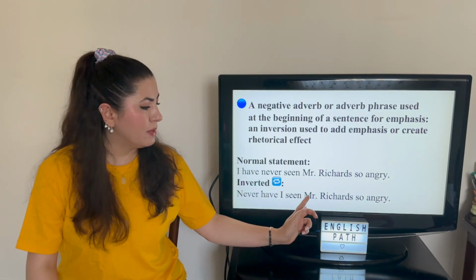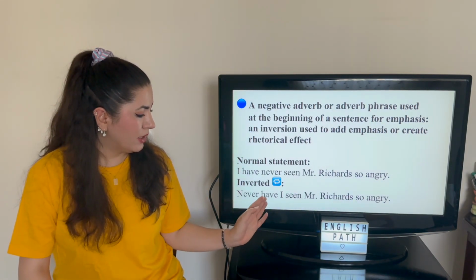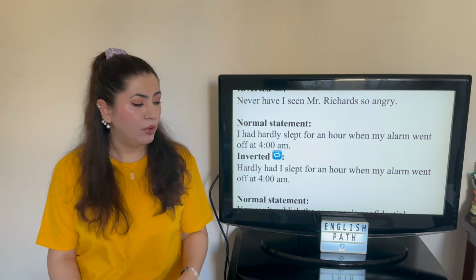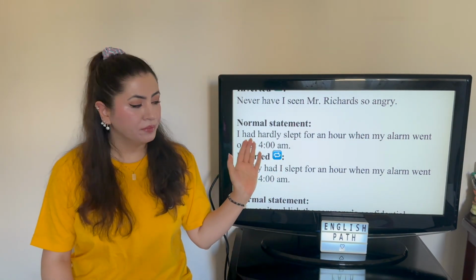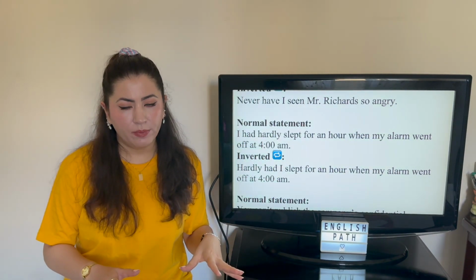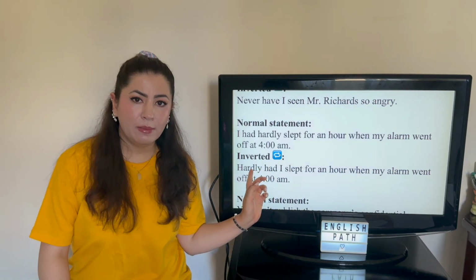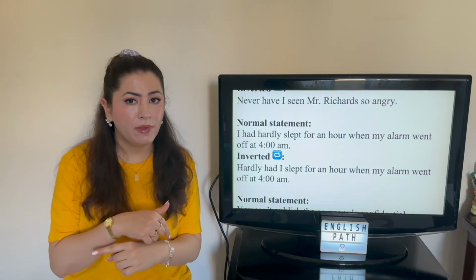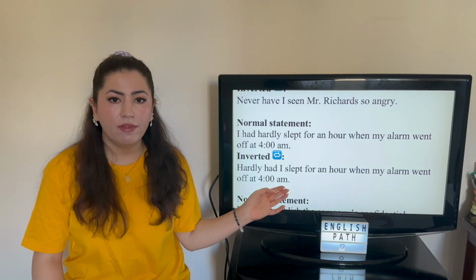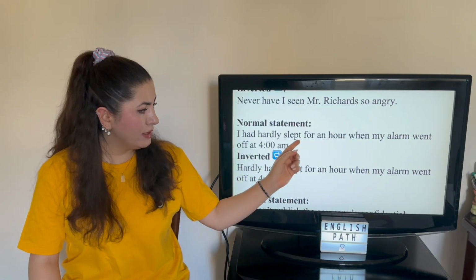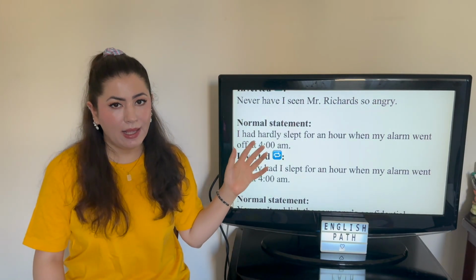Never have I seen Mr. Richards so angry. I inverted the verb and the subject. It is used before the verb. Another example. I had hardly slept for an hour when my alarm went off at 4 a.m. Hardly is a negative adverb. It means almost none, almost not. So when I use it at the beginning of my sentence it will be inverted. Like, hardly had I slept for an hour when my alarm went off at 4 a.m. I had hardly slept, hardly had I slept. So I inverted the verb and the subject.